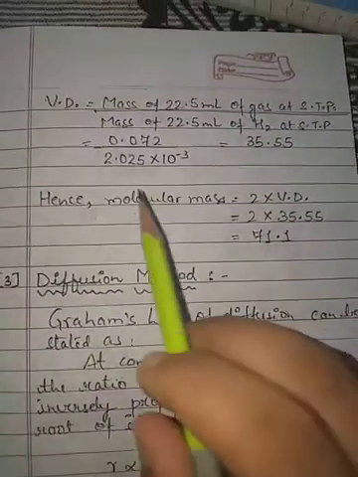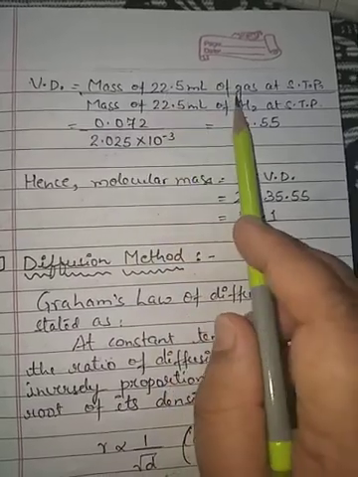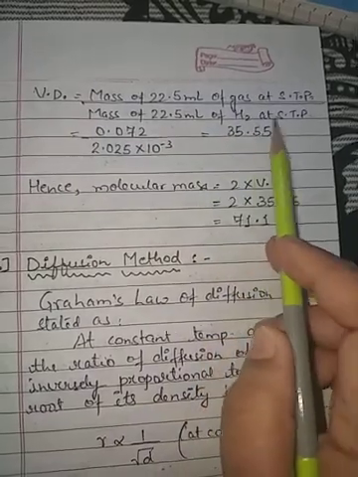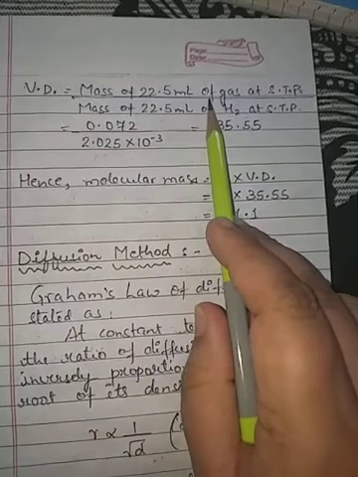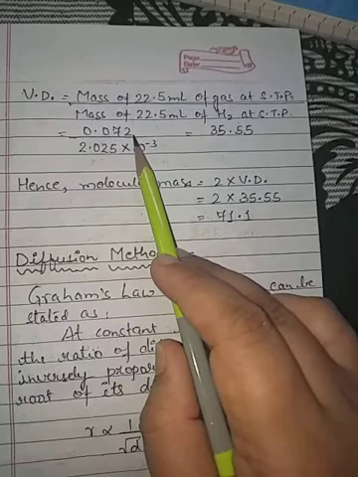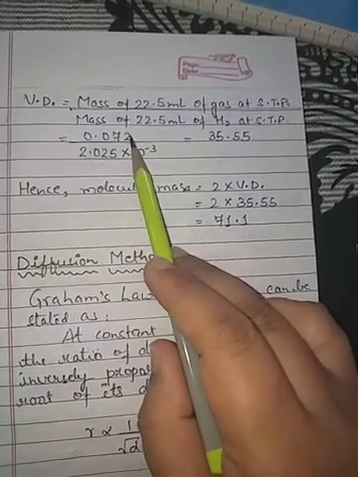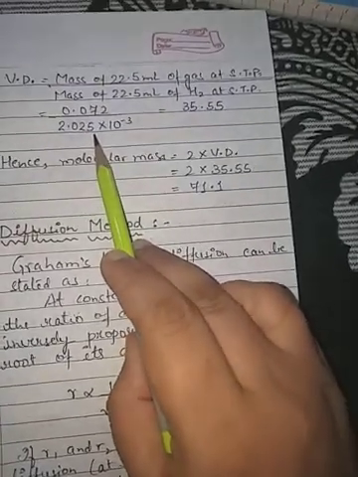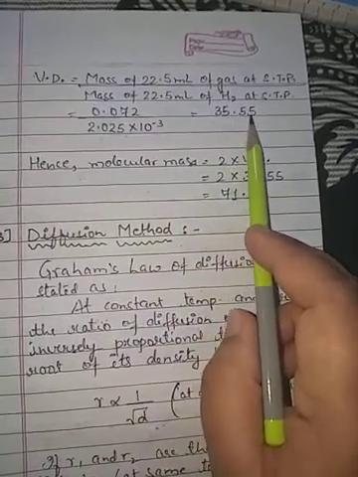So vapor density equals mass of 22.5 ml of gas at STP upon mass of 22.5 ml of hydrogen at STP. We have the mass of the 22.5 ml of gas, that is 0.072, which is given in the question itself. The mass of hydrogen we have calculated is 2.02 into 10 raised to power minus 3. So the answer will come out to be 35.55. It is the vapor density.